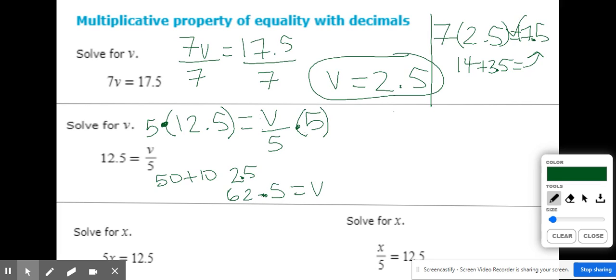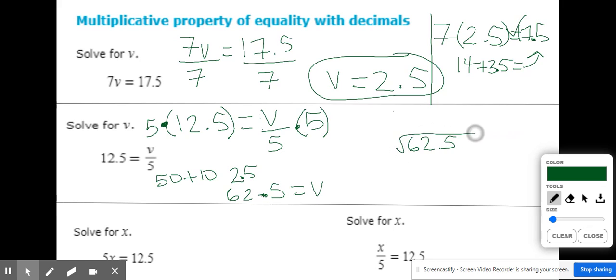And before I box that up as my final answer, I'm going to check it. I mean, it was in my ballpark, but let's be sure, right? So to check this, I'm doing 62.5 divided by 5, right? Because we're saying V is equal to that number. So let's substitute it in and see what happens. What is 62.5 divided by 5? I clearly wrote that way too close to the top. So let's make some space here.